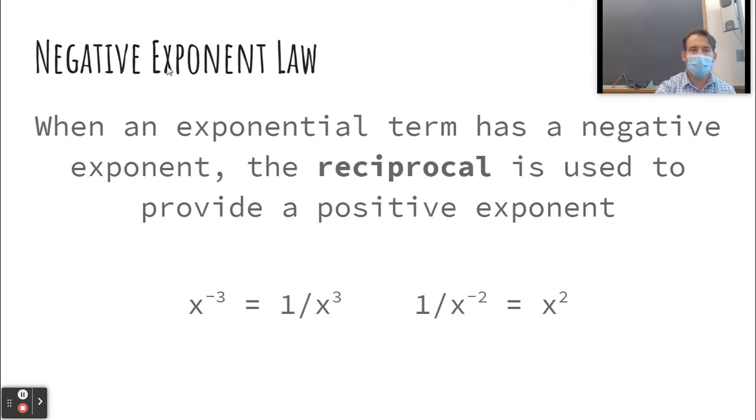And then we've already looked at negative exponent laws. When an exponent term has a negative exponent, the reciprocal is used to provide a positive exponent. So the reciprocal means throw that thing, whatever this thing is, to the bottom of a fraction. The negative just means that belongs on the bottom of a fraction, please. That negative is just a set of instructions saying put that on the bottom of a fraction.